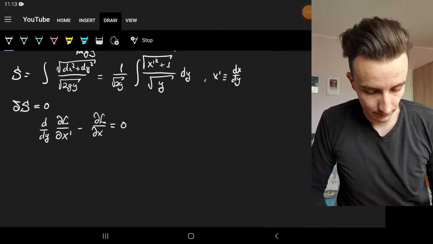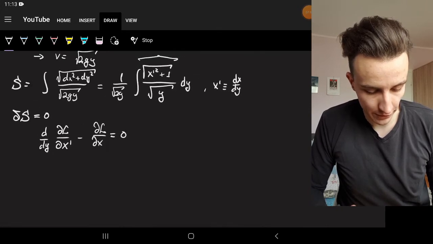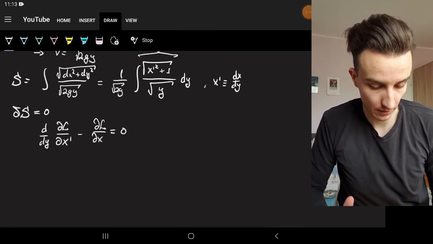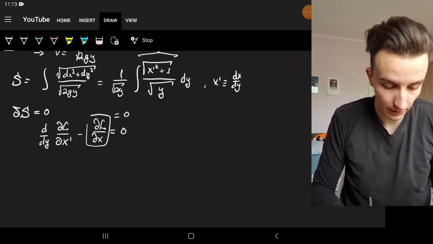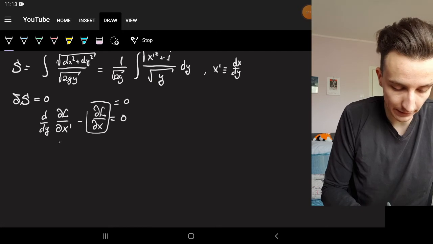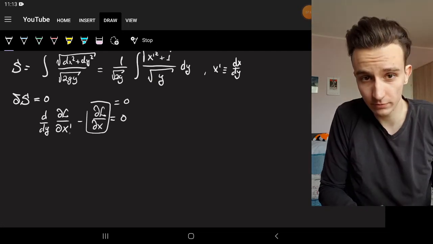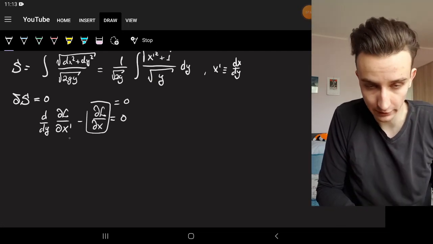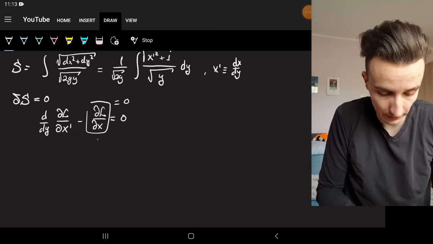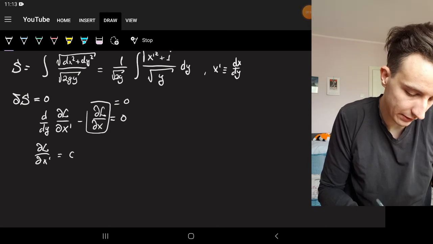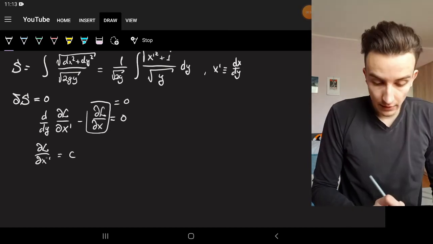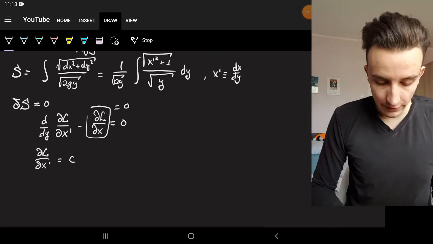Well, we need to differentiate everything, but luckily this part here is just equal to 0. So what we get is that d by dy of the partial of the Lagrangian with respect to x prime is equal to 0. That just means that this quantity is a constant. So let's call it c, and let's differentiate it.